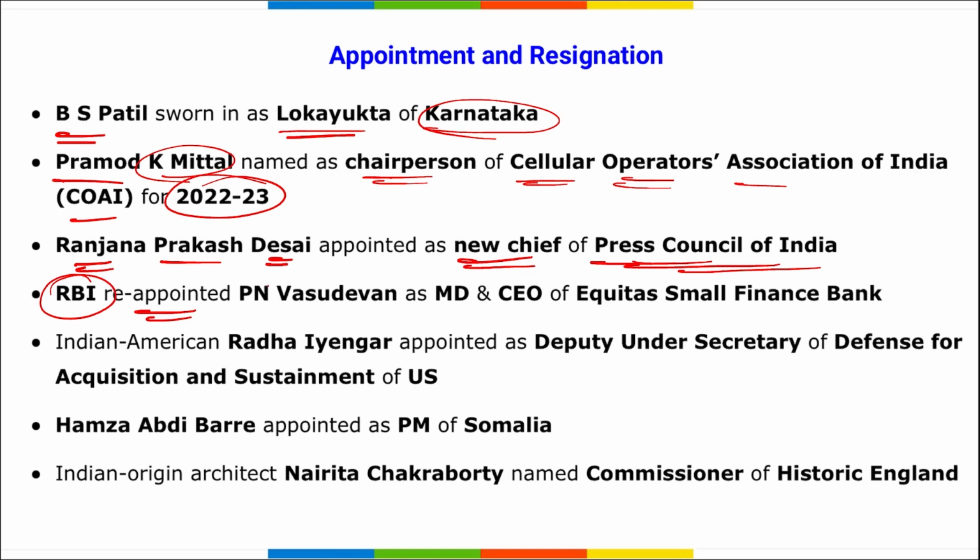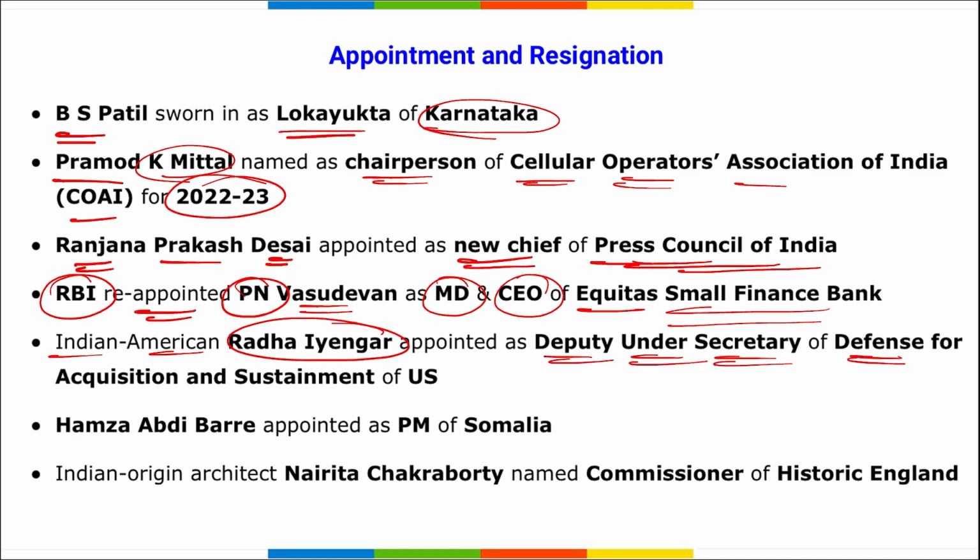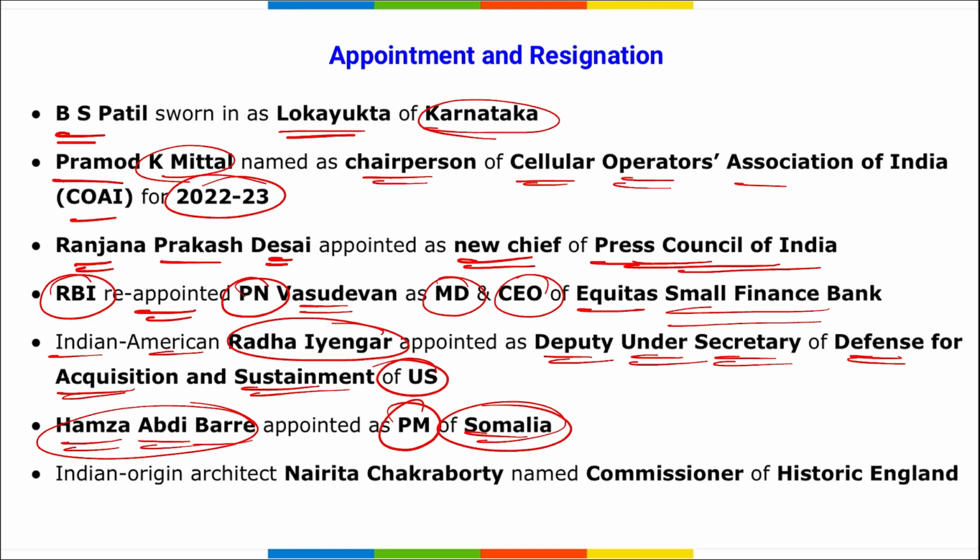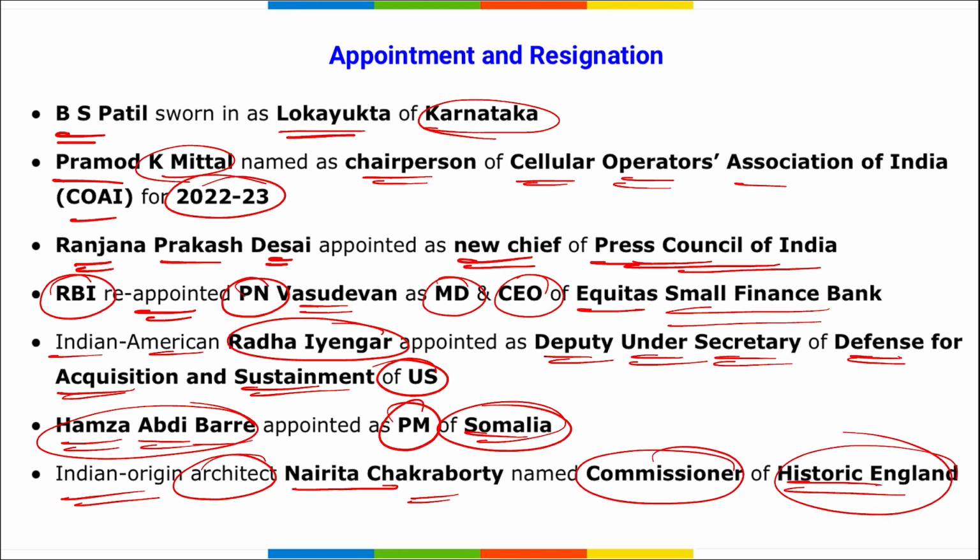RBI reappointed P.N. Vasudevan as Managing Director and Chief Executive Officer of Equitas Small Finance Bank. Indian American Radha Iyengar has been appointed as the Deputy Under Secretary of Defense for Acquisition and Sustainment of United States. Hamza Abdi Barre has been appointed as the Prime Minister of Somalia. Indian origin architect Nairita Chakrabarti has been named as the Commissioner of the Historic England.